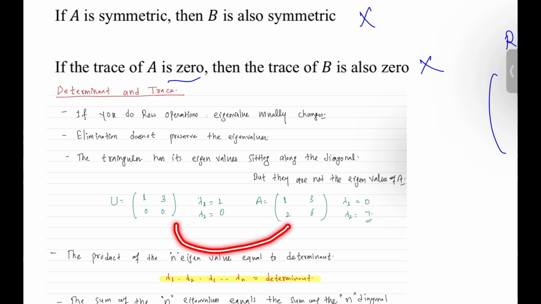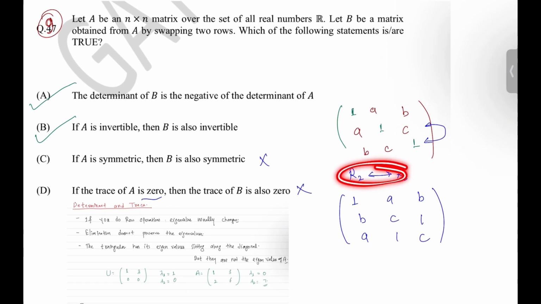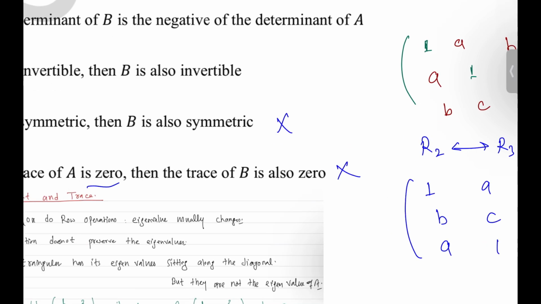Now let's proceed with the elimination. We have taken this as a pivot, applied the elimination, and got this matrix U. If you look at this matrix U, here we have the eigenvalues 1 and 0. You can try yourself: find the eigenvalues of matrix A, and after elimination find the eigenvalues of matrix U. You see, after elimination or row operations, the eigenvalues usually do not get preserved; they get changed. So this is also a good point to consider as a fact. And here also we are doing row operations.